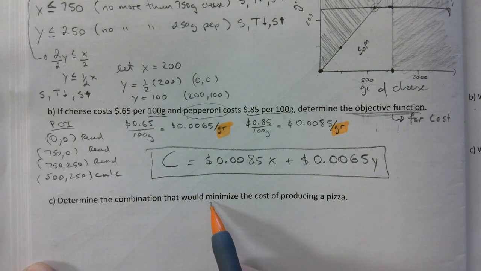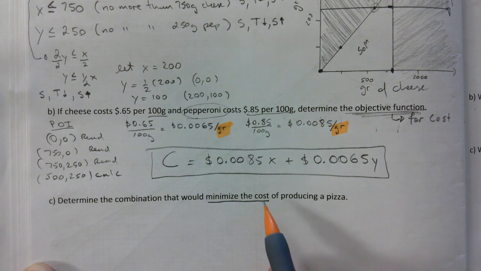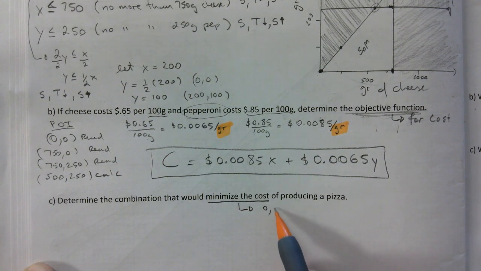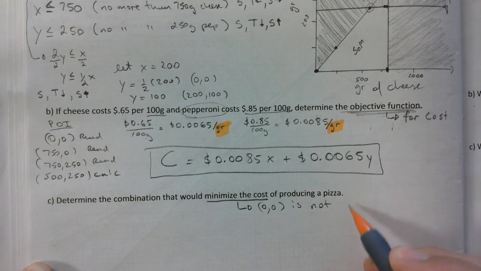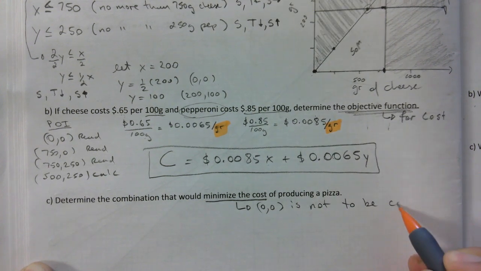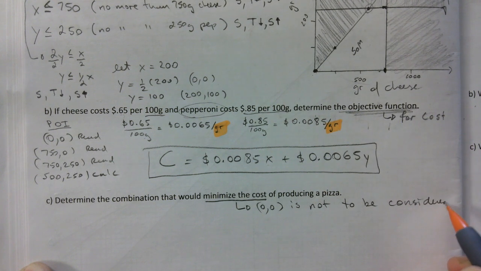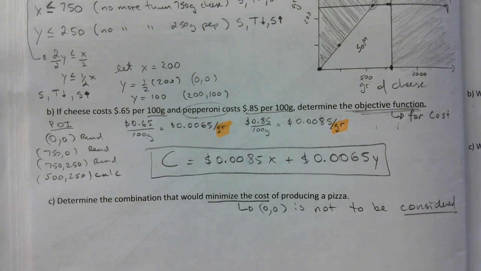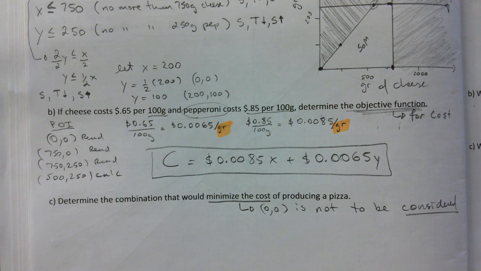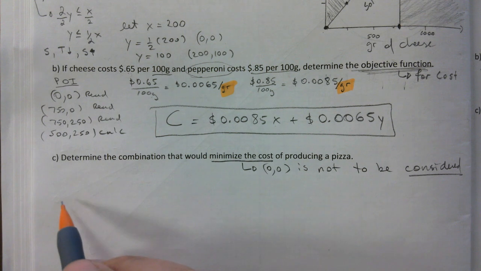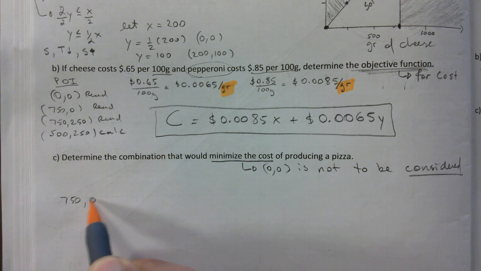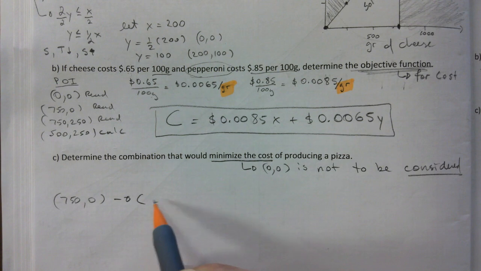Yeah, so obviously to minimize the cost, 0, 0 is not to be considered. You are a business, right? You want to produce, you want to sell, because if you're not selling, you're not making any pizzas, you're not going to be in the business for very long. Okay, so we're not going to consider 0, 0 here. So we just plug in 750, 0, for example, into the cost equation.